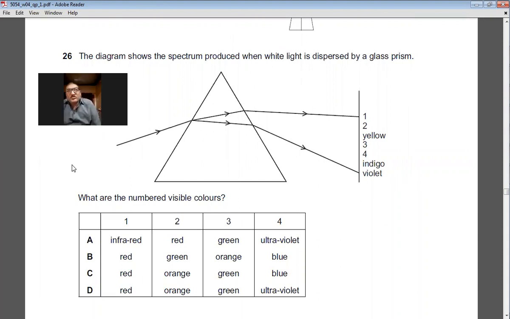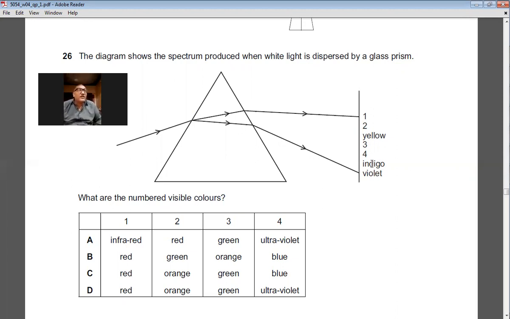The diagram shows the spectrum produced when white light is dispersed by a glass prism. What are the numbered visible colors? Remember that code word ROYGBIV: red, orange, yellow, green, blue, indigo, violet. So I think C is the right choice. Question number 26, C is the right choice.